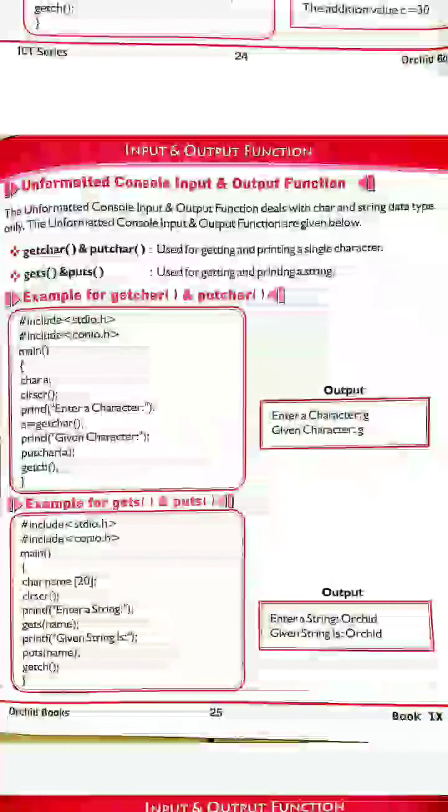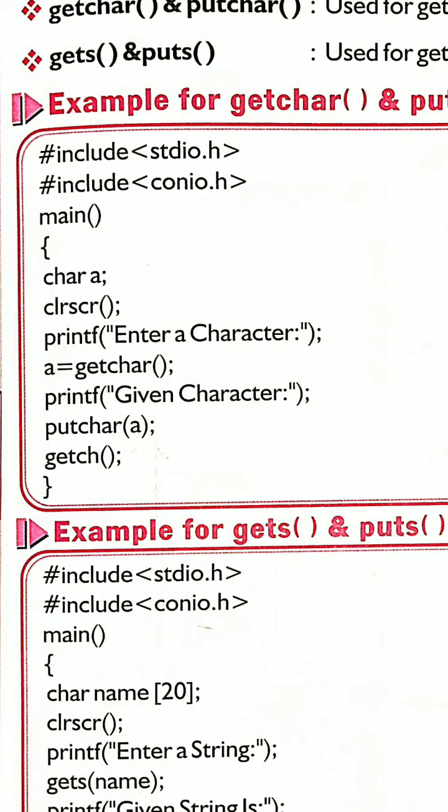So this function will get a single letter from the user and store it in variable name a. Okay, so they are using putchar for printing the variable name a. So the content of variable name a will be printed on the screen, same as it is.